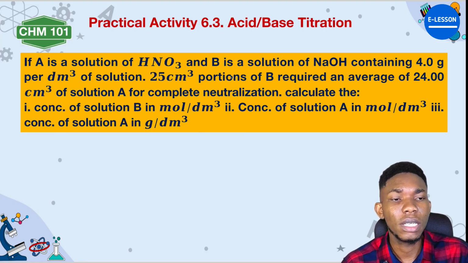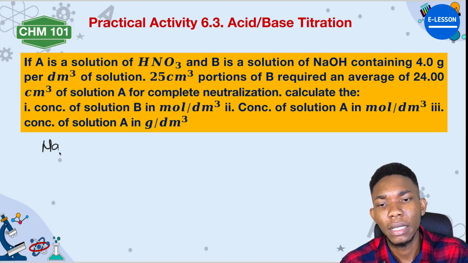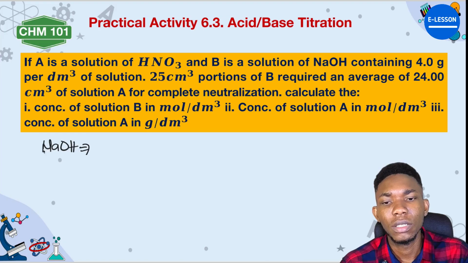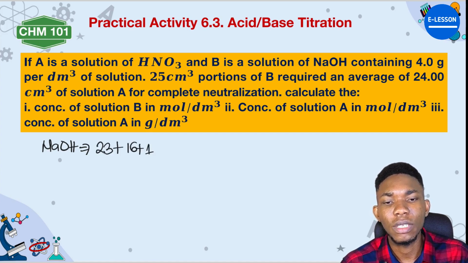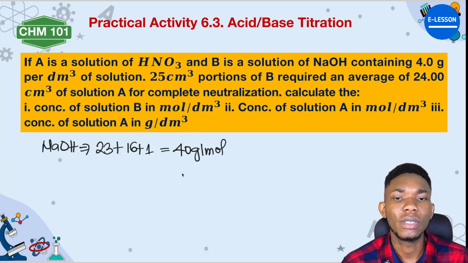First of all, let us take the values for B. B is a solution containing sodium hydroxide. Now, let us calculate the molecular mass of sodium hydroxide. Sodium is 23. Oxygen is 16. Hydrogen is 1. 16 plus 1 is 17, plus 23 will give us what? 40 gram per mole. That is the molecular mass of sodium hydroxide. Is that okay? So that is that.